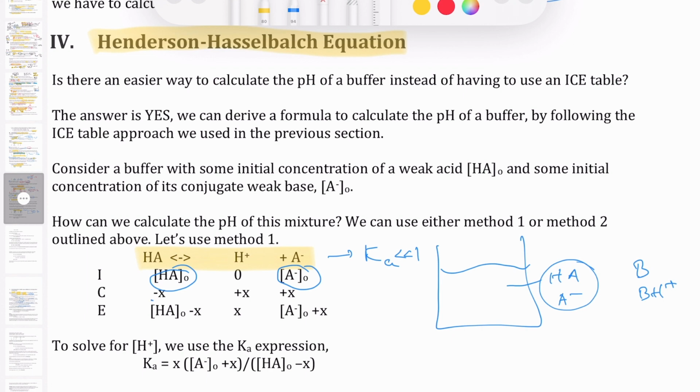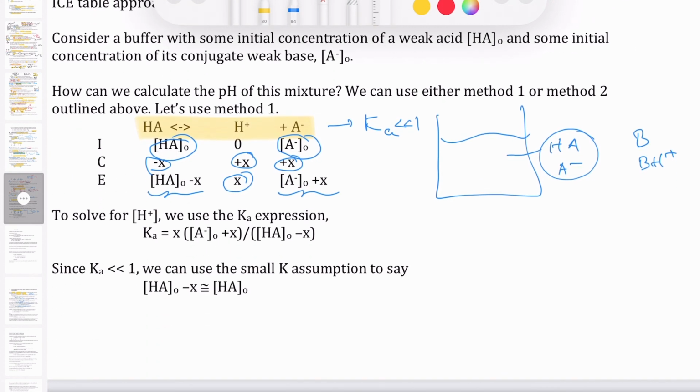So therefore, change is going to be minus X, plus X in this case. And so at equilibrium, I'm going to have initial concentration minus X for the acid, initial concentration plus X for the conjugate base, and then just X for the H plus. And then usually when we have this equation, we would set it equal to Ka. And so Ka will be equal to X times (A minus initial plus X) over (HA initial minus X).